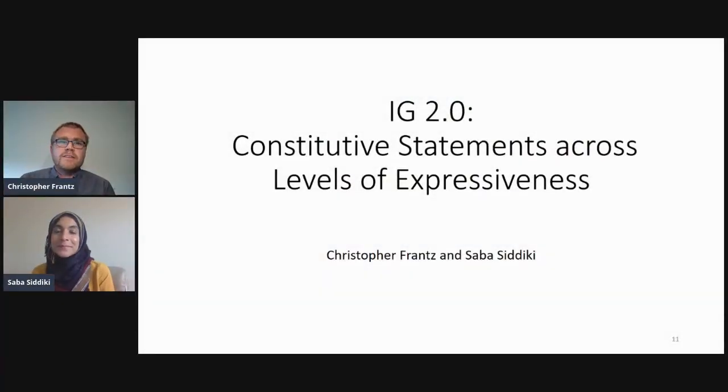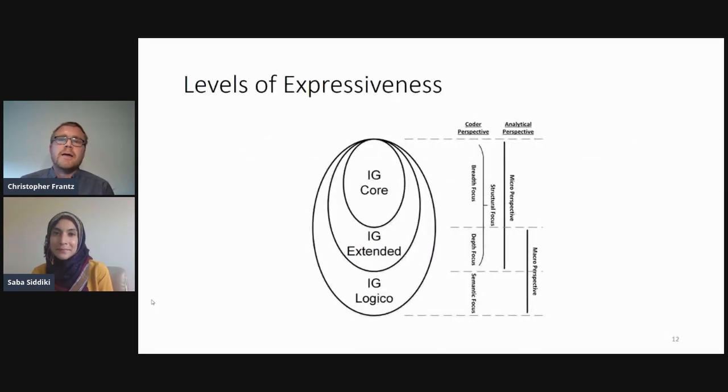So if we look at this topic of the constitutive statements more specifically, we quickly realize that we have introduced a new syntax, but have not yet integrated this with the different levels of expressiveness that have been introduced in the context of regulatory institutional statements.